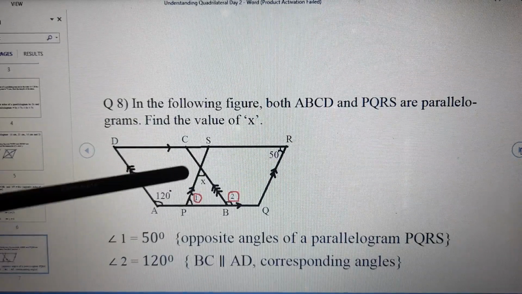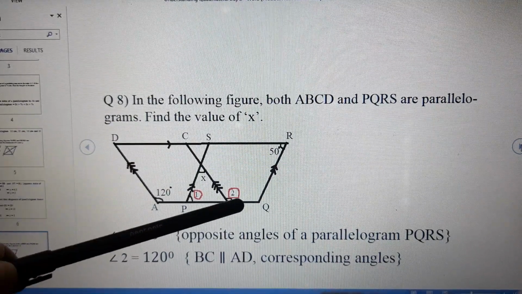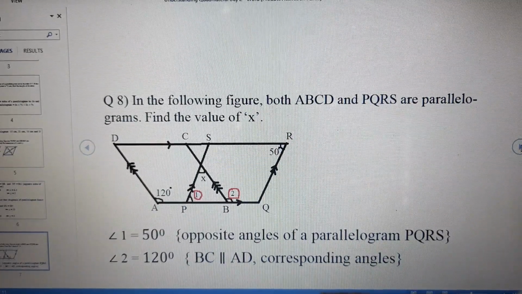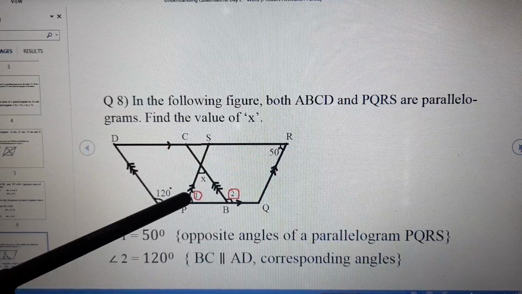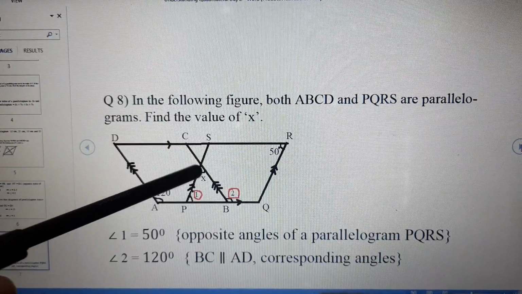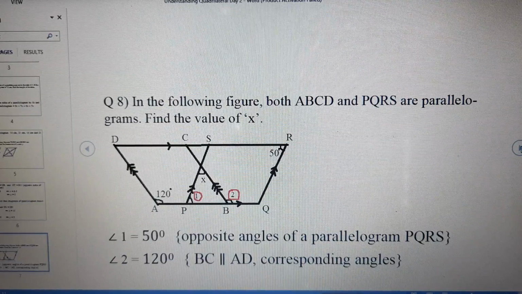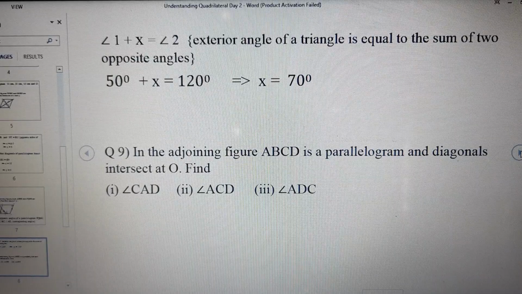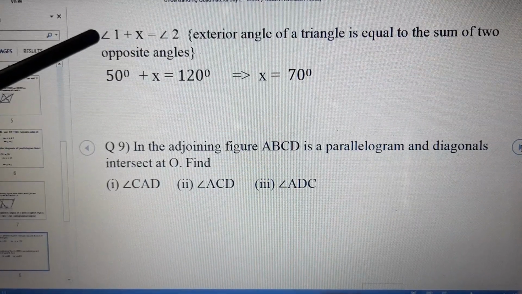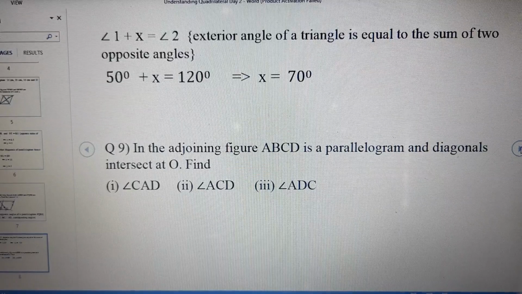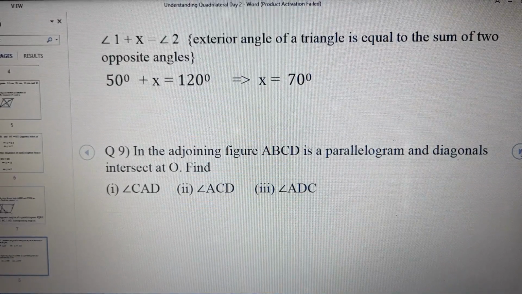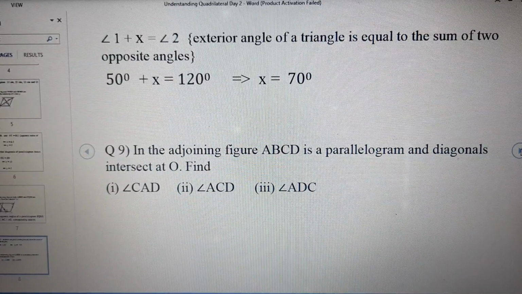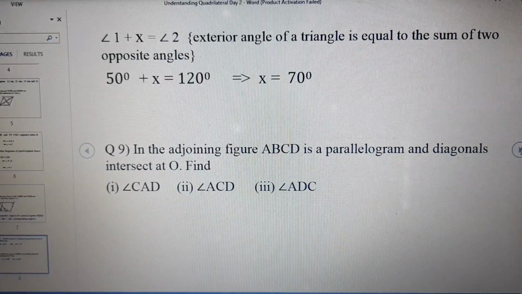Now what? If you see this triangle, angle 2 is the exterior angle of this small triangle. So angle number 2 will be equal to angle number 1 plus x, because exterior angle is always equal to the sum of two opposite interior angles. We will substitute the values. Angle number 2 is 120, angle number 1 is 50. Value of x can be calculated. It becomes 70 degree.